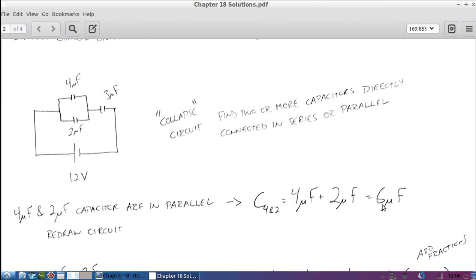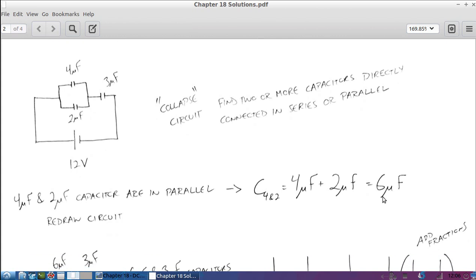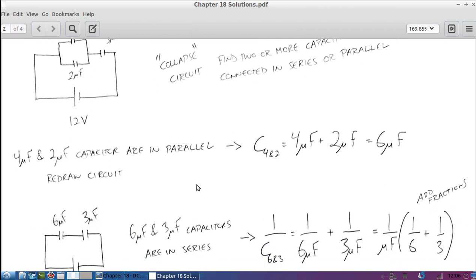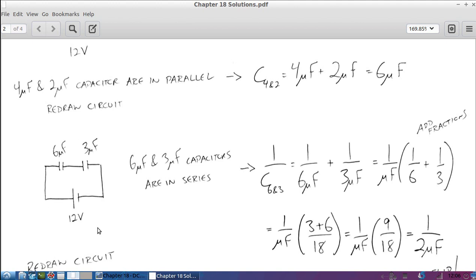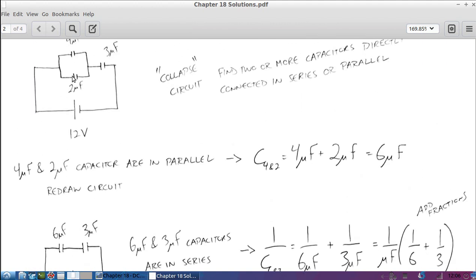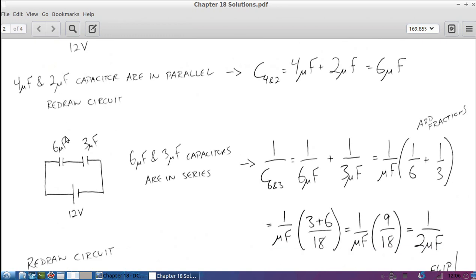I don't have any reciprocal rule for capacitors in parallel. So 4 plus 2 is 6 microfarads. So I'm redrawing the circuit because I want to refer back to this diagram for step 2. Instead of having the 4 and the 2 in parallel, I just redraw this as one 6 microfarad capacitor. Now I notice that I've got a 6 microfarad capacitor and a 3 microfarad capacitor in series. So now this is my reciprocal rule.